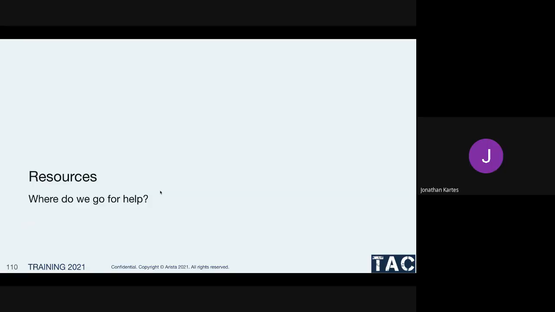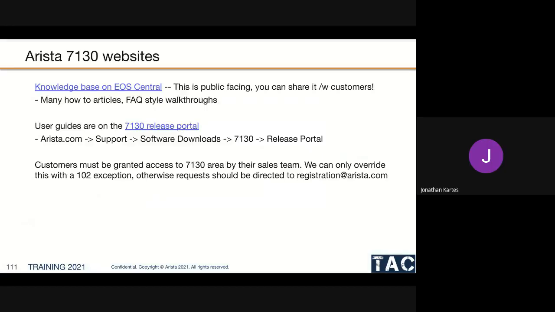And then additional resources. There's so much of it, and there are multiple knowledge bases. So I'm going to try and highlight the ones that I think are really useful or that are sort of repositories of information. We have a knowledge base on EOS Central that makes this public facing. Customers can see this. It's a great place to link them to. It's got all sorts of different how-tos, FAQs, walkthroughs, etc.